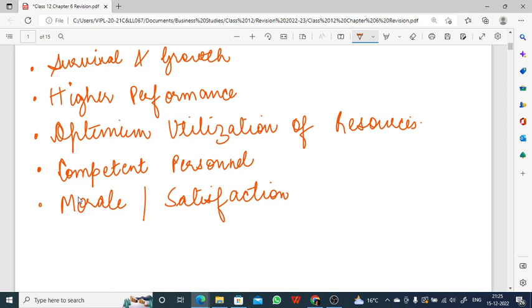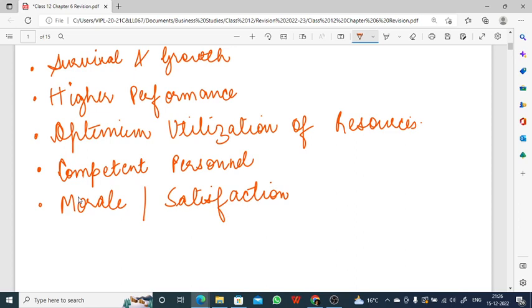I hope we are clear with this as a concept, and I also hope that you will be able to cater to questions that might come from here in your examination. There are n number of MCQs that can be framed from here, like with the basic concept of staffing and also with the importance of staffing, especially in form of ABCDs.